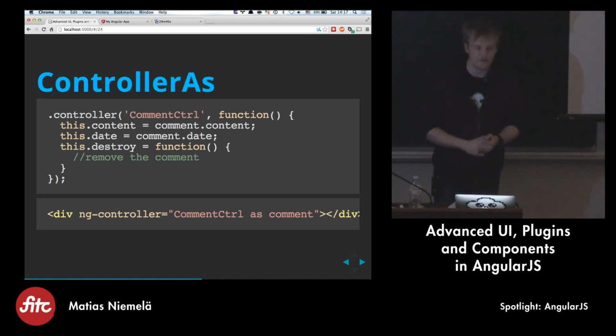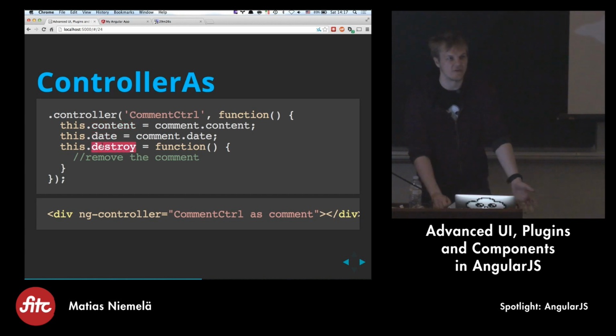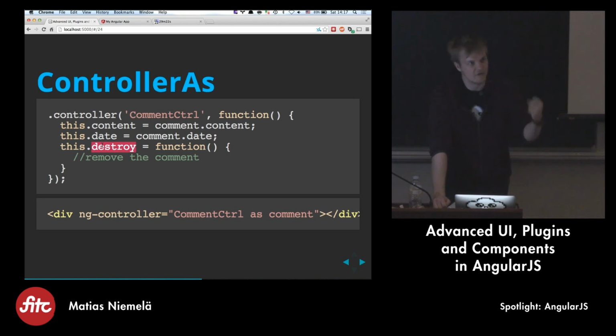Basically, controller as allows us to, instead of placing stuff on the scope, place it on the instance of the controller. So you see here I'm doing comment controller as comment. All of this stuff is going to be placed on that comment object. And the benefit to this is it's like object-oriented programming. It's like a class that has instance methods and instance values, and some of these values could be private to the functions in the class.